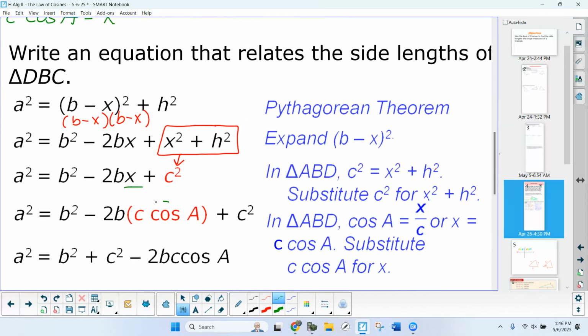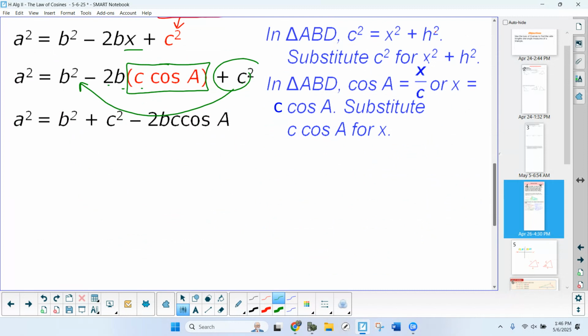So for x, they put c times the cosine of A. You see how they just plug that in? And then they just rearranged it. They just pulled this in over here and said, okay, a squared equals b squared plus c squared minus 2bc cosine of A. And that's how you can prove your law of cosines. You don't need to know that. Just for those of you who are like, why does this work? It's all a matter of using cosines with multiple Pythagorean theorems.